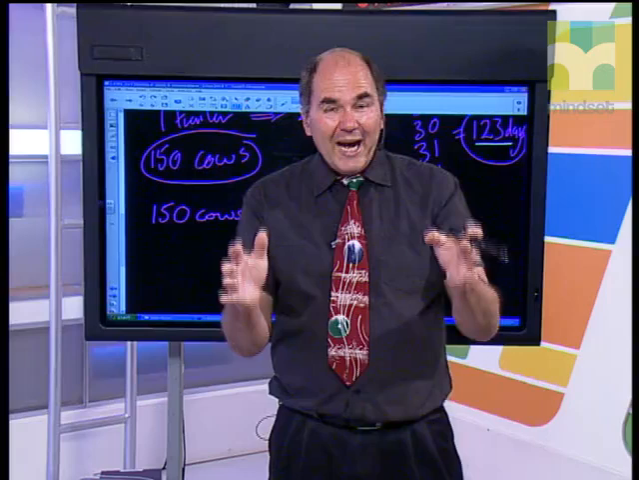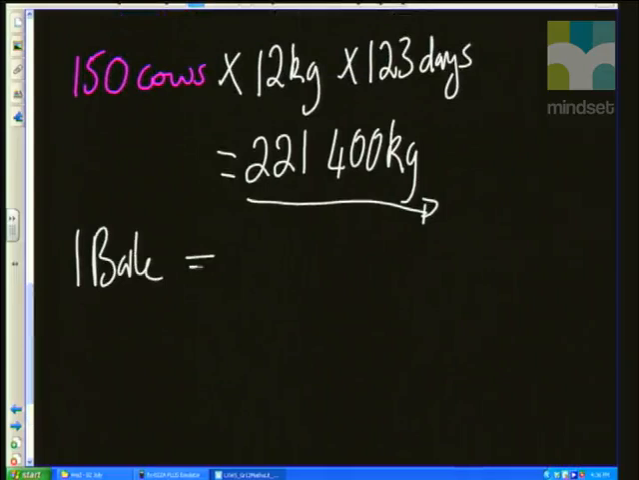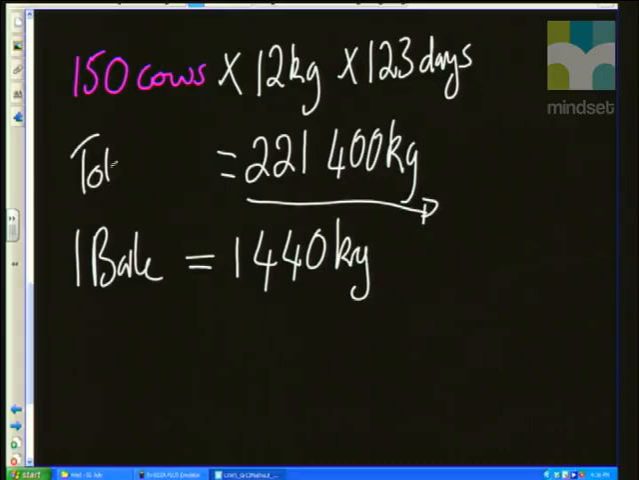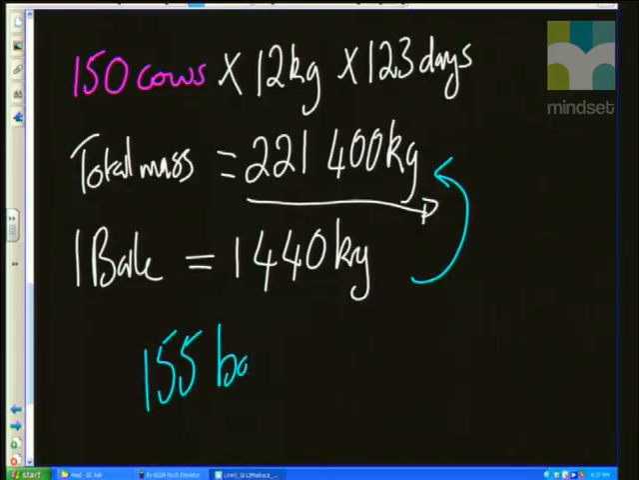Now, how much did one bale weigh? What was the mass of one bale? So we've got the total mass of food that we need, but we know that one bale had a mass of 1,440 kilograms. So I reckon if this is the total mass, then I'm going to take the mass of one bale and divide it into that. Let's divide it by 1440 and see how many bales we need. Well, it gives us an answer of 153.75. Now guys, we can't have a 0.75 bale, so we might as well take the whole thing. So we're going to say the number we need is 155 bales. So 155 bales is what we need.